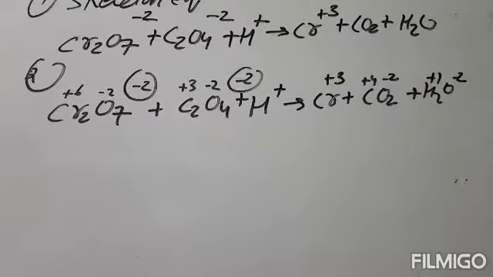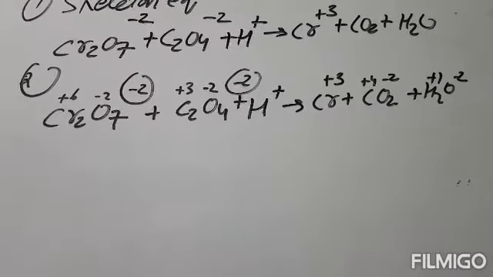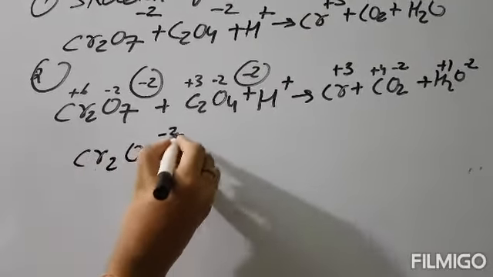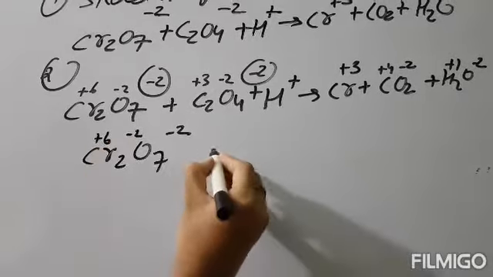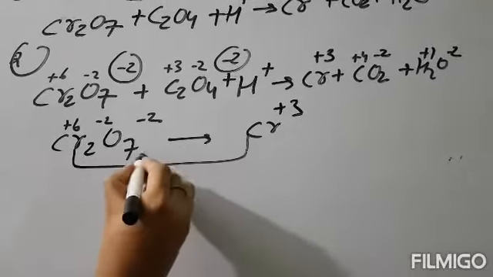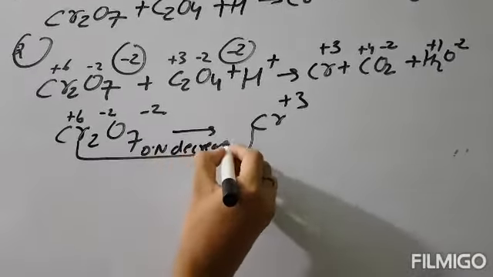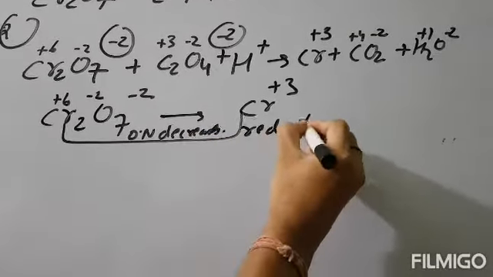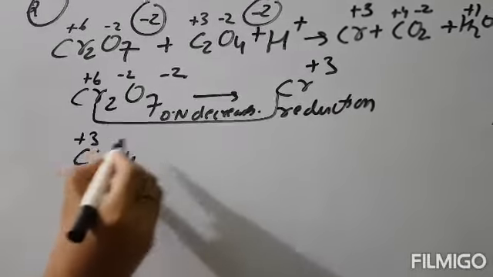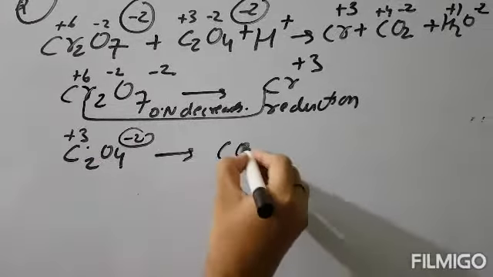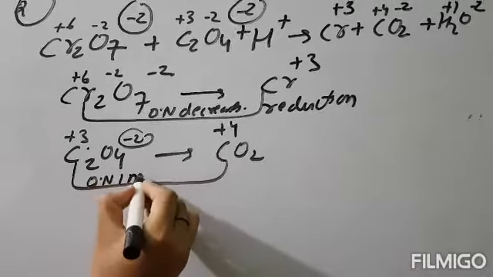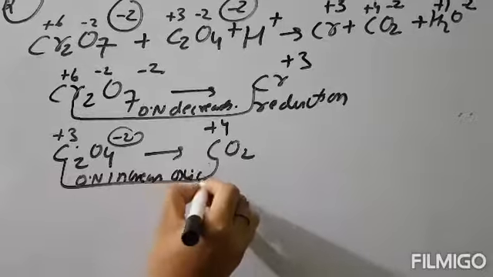Then the third step is to identify the oxidation and reduction half equations. Now if you see here, Cr2O7 2-, here it was +6 and O was -2. Now here chromium is +3. So the oxidation number decreases, so this is reduction. Now if you see the second one, C2O4 2-, here carbon is +3, and in carbon dioxide it is +4. So the oxidation number increases. Therefore it is oxidation.